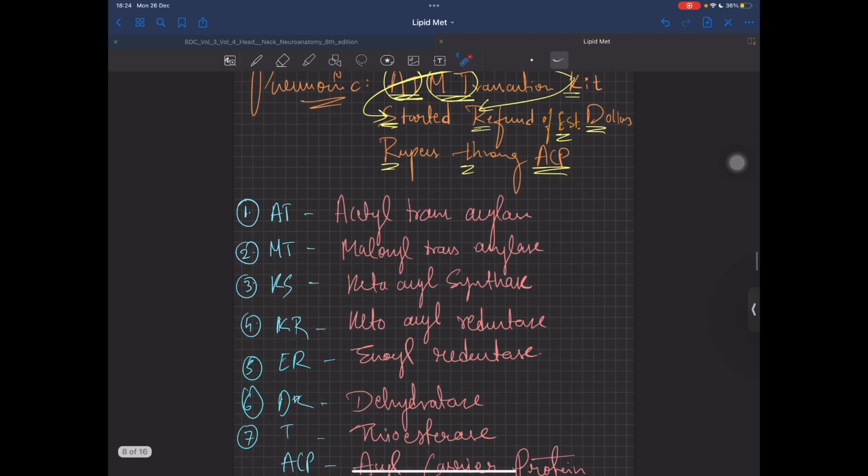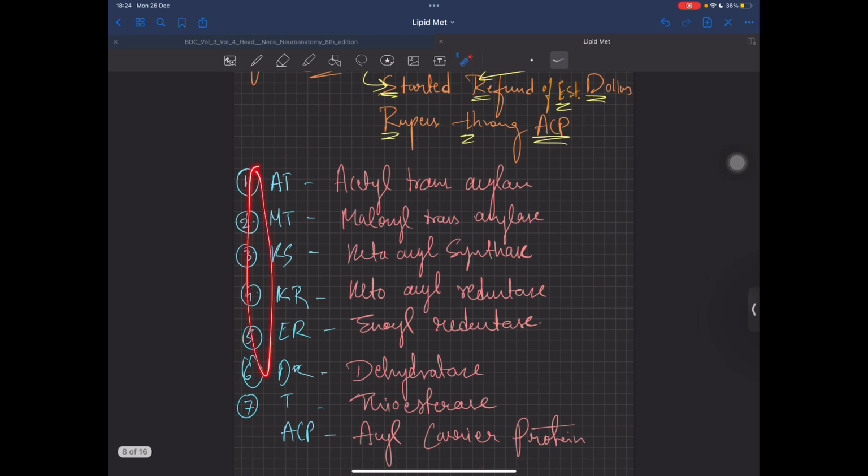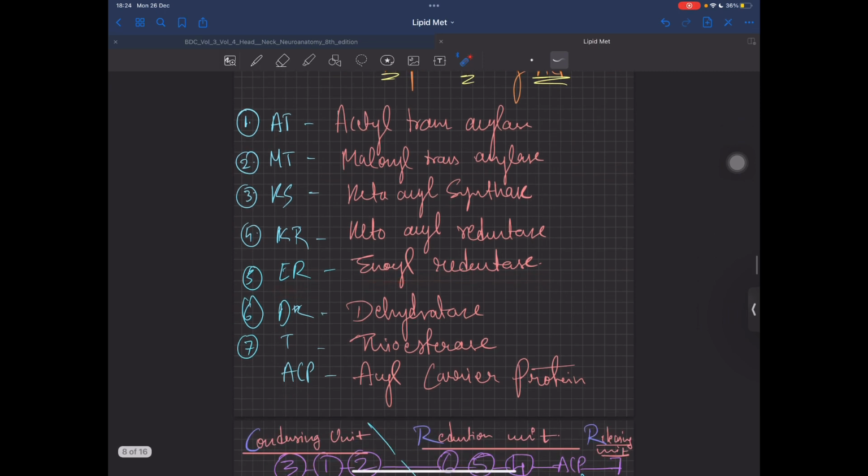Now we'll go in order, and the numbers which I've assigned are very important for you to remember the same way, because they will be used for its structure. Now AT is acetyl transacylase, MT is malonyl transacylase, KS is ketoacyl synthase, KR is ketoacyl reductase, ER is enoyl reductase, D is dehydratase, T is thioesterase. ACP is acyl carrier protein. Something interesting about acyl carrier protein is that in prokaryotes it is a single entity. In eukaryotes it is along with the fatty acid synthase system.